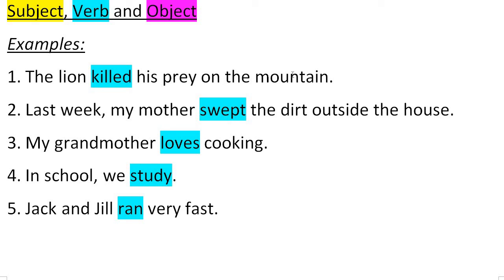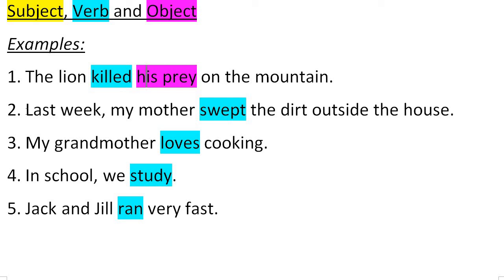If you said the mountain, you're wrong. It is his prey, or just the prey, because you can't really kill a mountain. That's just a place. That answers the question of where, so that is an adverbial phrase. That's not really telling you what or who is being killed. Okay, so that one definitely has an object.